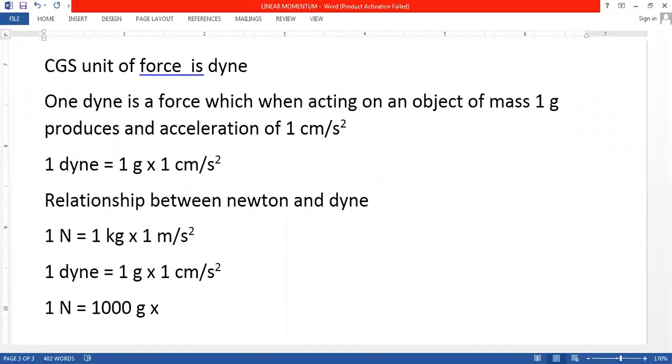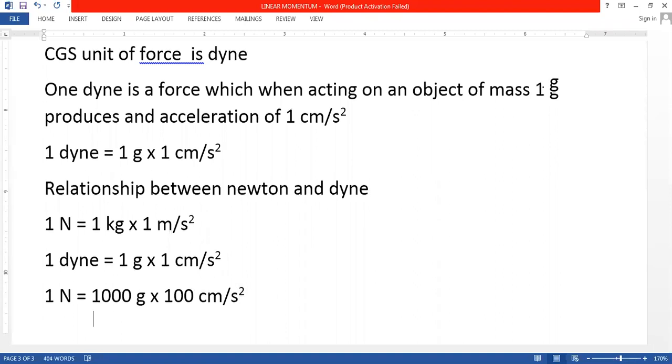1 meter is equal to? 100 centimeters. Very good. So 1 meter is equal to 100 centimeters. So I write 1000 gram into 100 centimeter per second. In both the cases, there are seconds, so this will not make any difference.